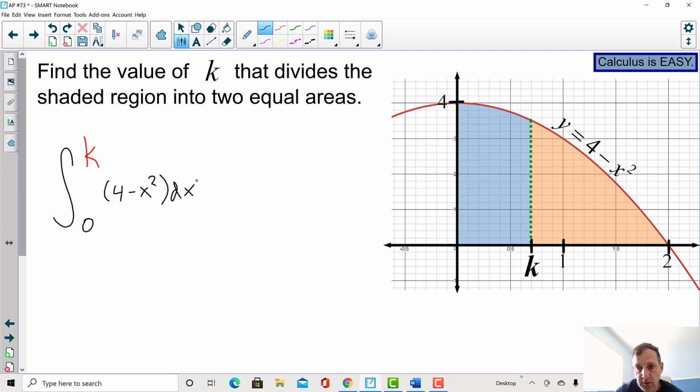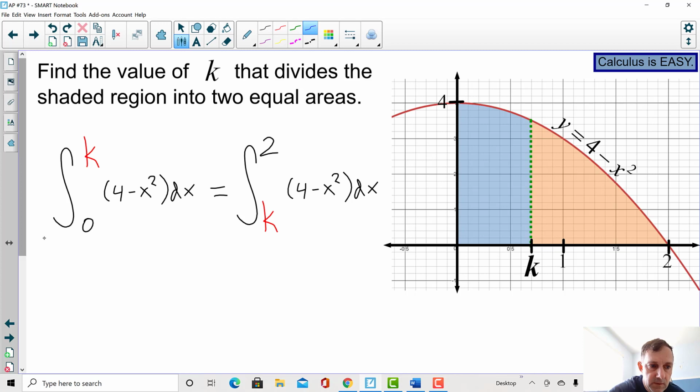We want it to equal the area of the orange shaded region. And it's basically going to be the same integral, it's just going to have different bounds. So the bounds of the second one would be from k to 2. So we just plug this in our graphing calculator and see what it says.